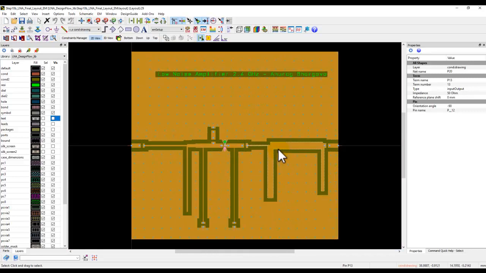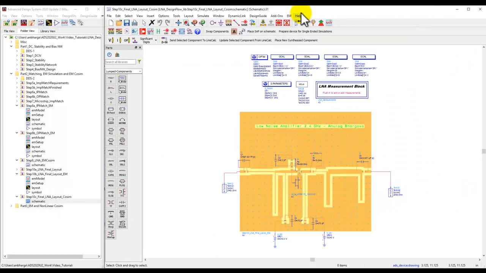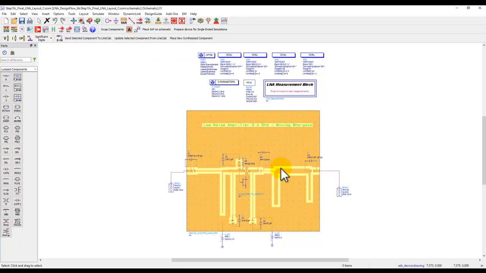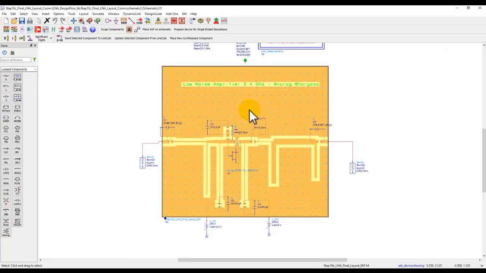All right, so once we have this, we just follow the same process of creating the EM model and symbol, and we do a final LNA layout co-simulation. And here under one piece, you have the EM model. But again, remember the EM model simulation range should be 0 to the frequency you are working at.